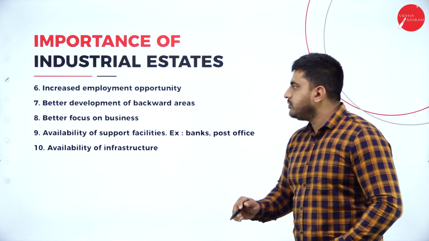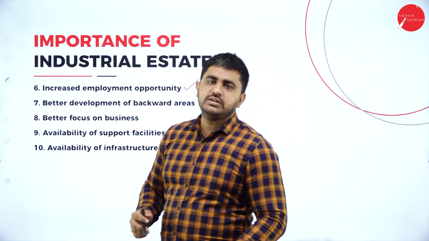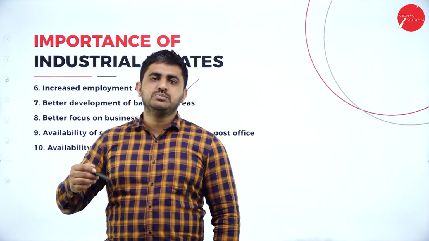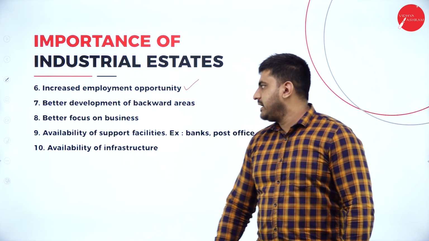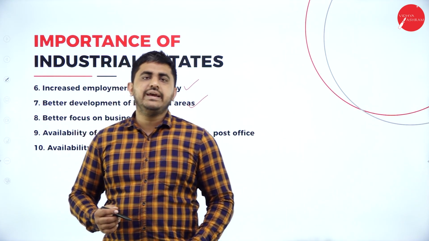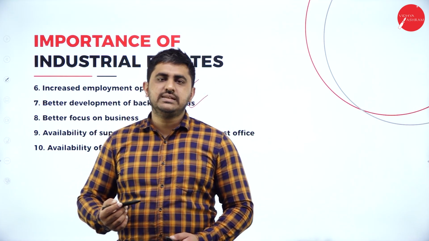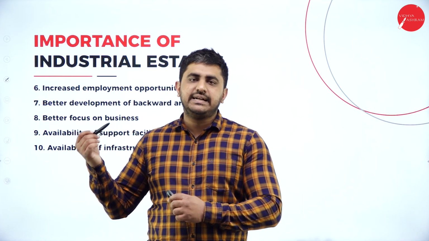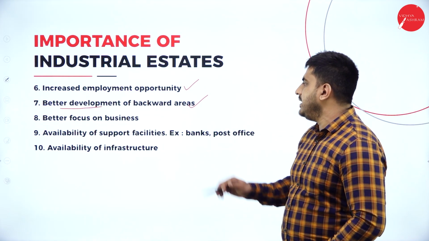So next we go to the sixth importance, that is increased employment opportunity. So increased employment opportunity means what? More industrial estates, more factories. More factories means more employment. More people get employment. That is increased employment opportunity. Better development of backward areas. Now, for example, there is an industrial estate set up in a rural area which is backward. Now what happens? The backward area gets good transport facilities, good water connections, good electricity, because the industrial estate has been set up there. So in return, what is happening? It is leading to better development of backward areas.